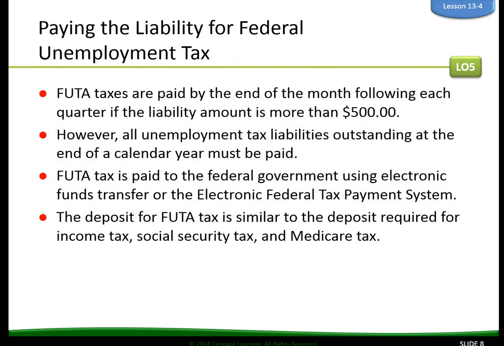All right, paying liability for federal unemployment tax. FUTA taxes are paid by the end of the month following each quarter if the liability amount is more than $500. However, all unemployment tax liabilities outstanding at the end of a calendar year must be paid. FUTA tax is paid to the federal government using EFT or the EFTPS. The deposit for FUTA tax is similar to the deposit required for income tax, Social Security tax, and Medicare tax.